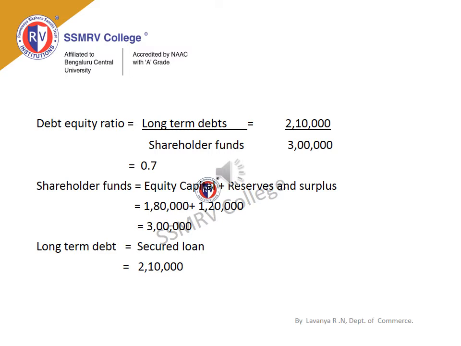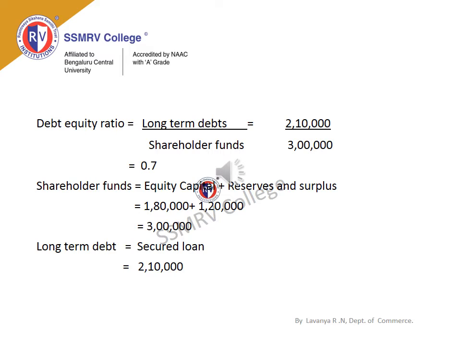Identify long-term debt from the balance sheet. See the liability side and list out the long-term debt. Only secured loan is available there. So long-term debt is 2,10,000. Identify shareholder fund. Equity capital and reserves and surplus are available. Total all the items of shareholder fund. Then the total shareholder fund is 3 lakhs.